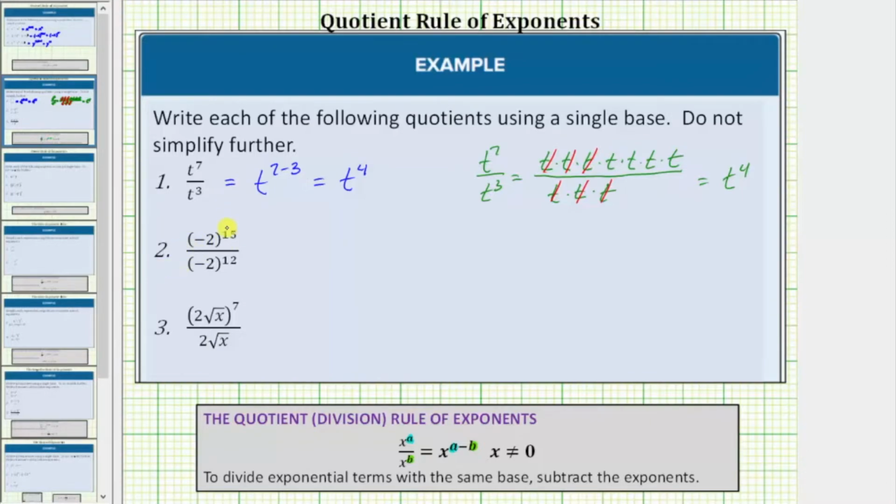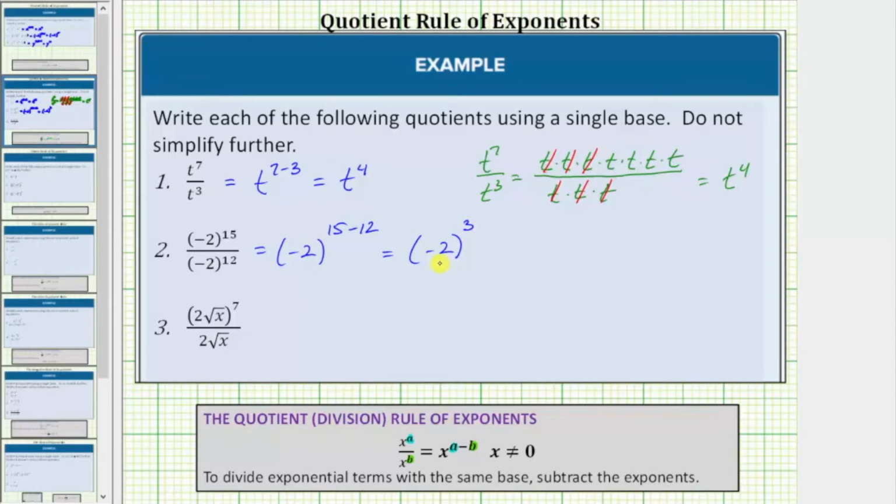So for number 2, we have the base of negative 2 raised to the 15th power divided by the base of negative 2 raised to the 12th power. Because we're dividing and the bases are the same, to determine the quotient, we subtract the exponents. This is equal to the base of negative 2 raised to the power of 15 minus 12. 15 minus 12 is equal to 3. This simplifies to the base of negative 2 raised to the 3rd power.